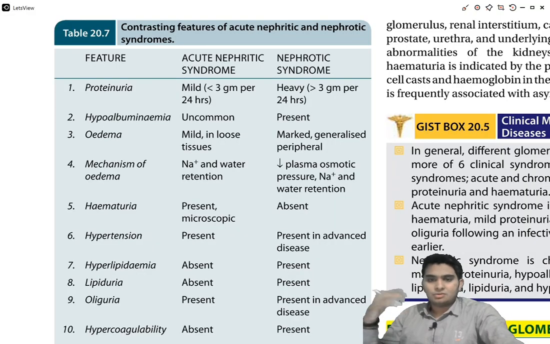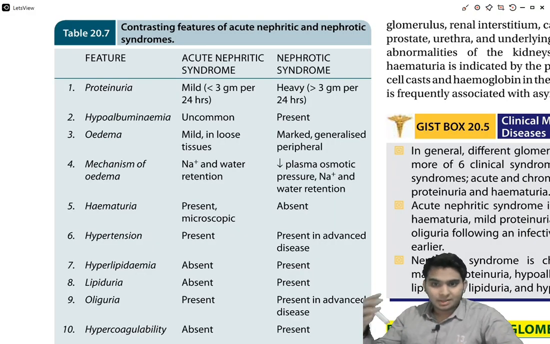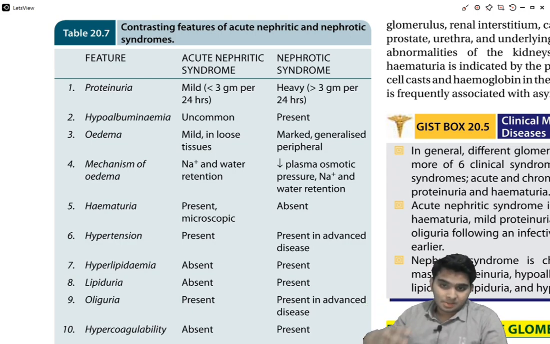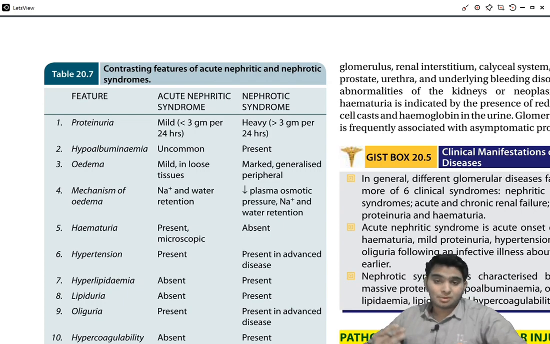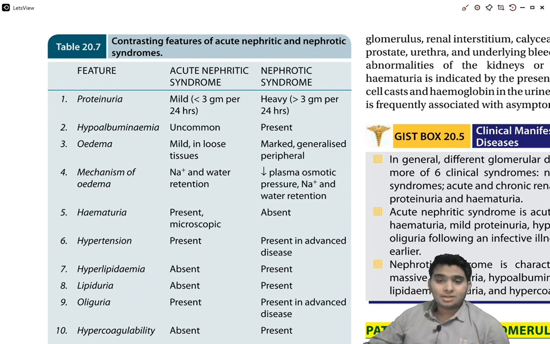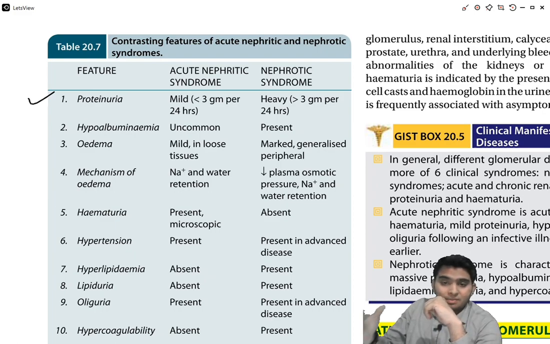So let's summarize the nephrotic syndrome and its features. First one is heavy proteinuria, more than 3 gram per 24 hours. Then hypoalbuminemia, edema, hyperlipidemia, lipiduria, and the last one is hypercoagulability. Now let's talk about the difference between the acute nephritic syndrome and the nephrotic syndrome. First feature is proteinuria. It is mild, less than 3 gram per 24 hours, while in nephrotic syndrome, it is heavy, greater than 3 gram per 24 hours.